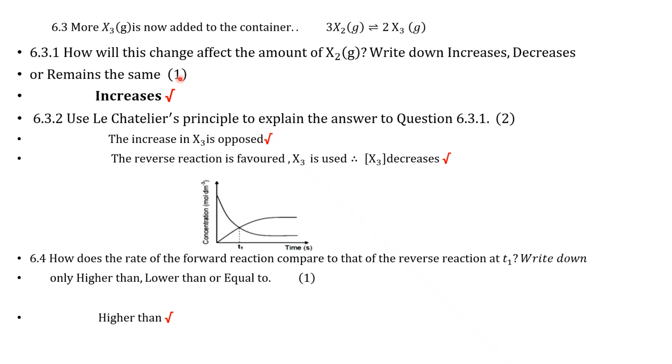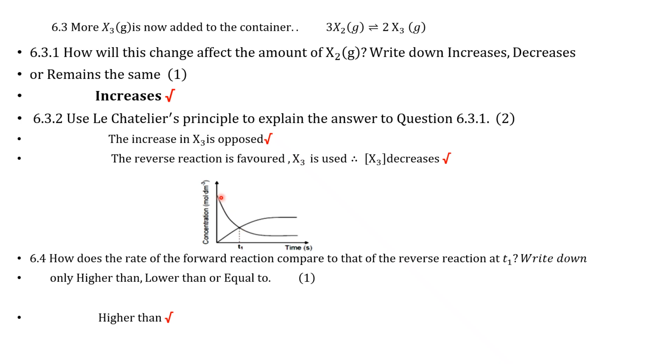So there, 1 mark for increase, 1 for understanding that the increase must be opposed, and another mark for understanding that therefore the reverse reaction is favored. Now, they want to know how does the rate of the forward reaction compare to that of the reverse reaction. In this case, it is higher than. So the rate of the forward reaction and the rate of the reverse reaction at T1, right?